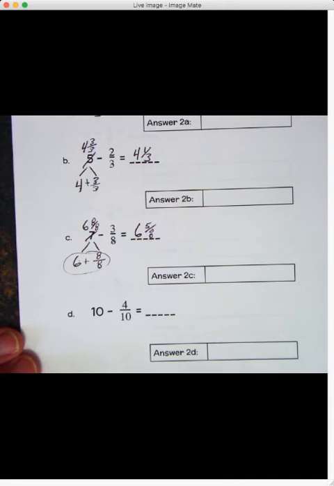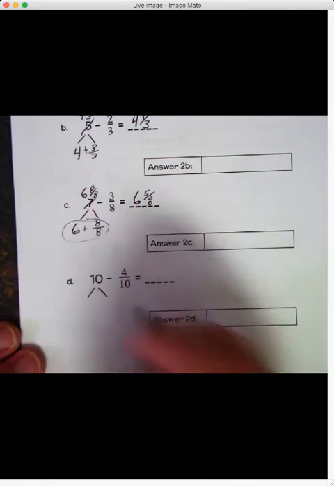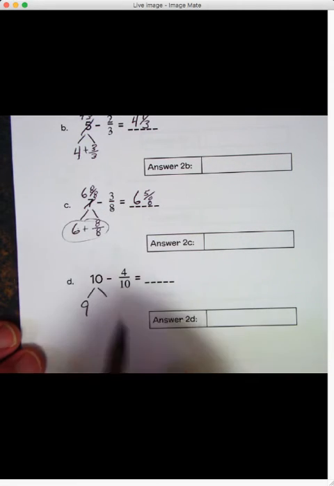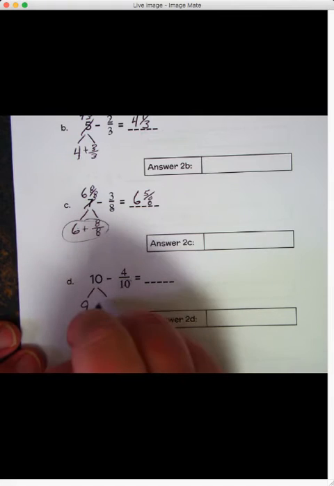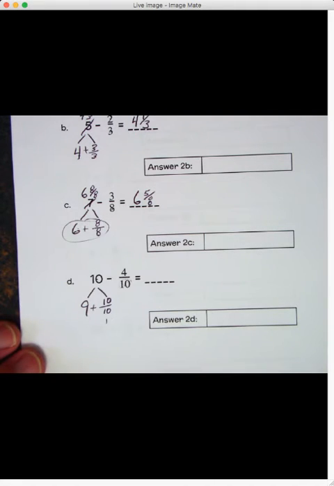Are you getting it? I hope so. If not, we're going to work a few more here. We'll decompose this 10. We'll make it a 9. And we're working in tenths, so we're going to make it 10 tenths. Remember, 10 tenths is equal to 1, so 9 plus 1 is 10, so we did it right.